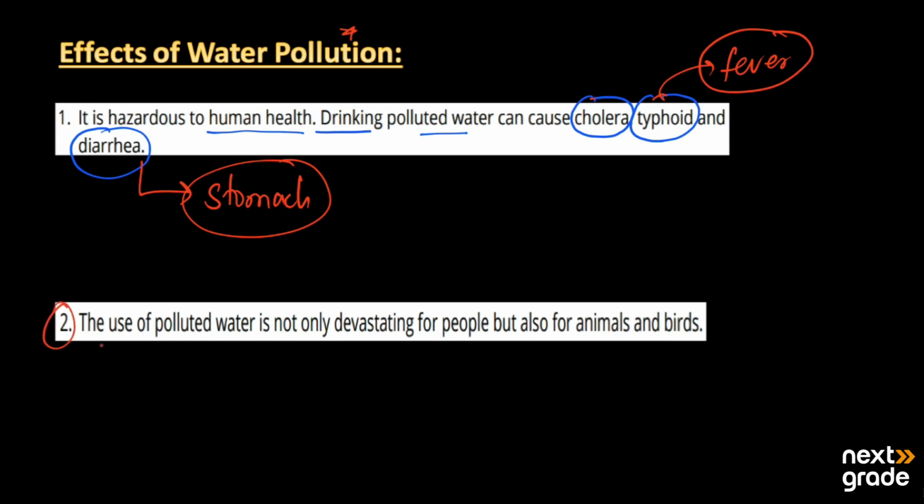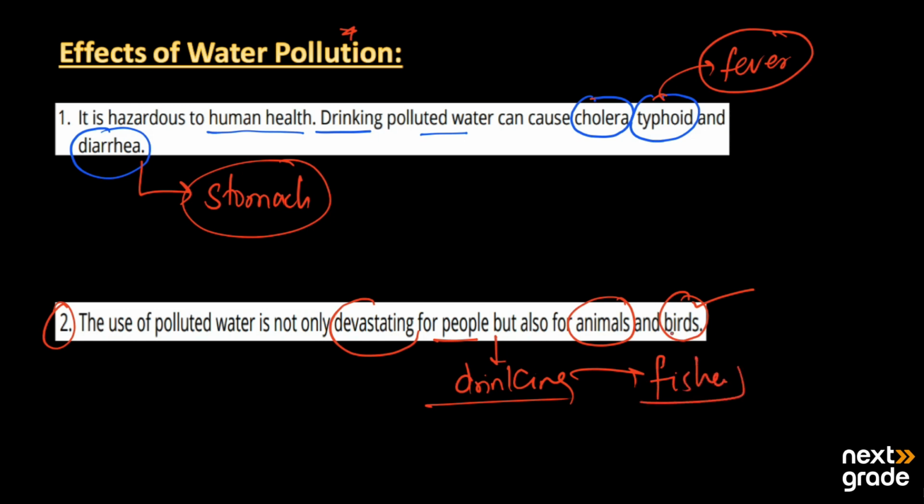Second, when we use polluted water, it is devastating not only for people but also for animals and birds. How is it devastating for animals? Because when they use this water for drinking, disease may also be caused in the animals. Likewise, when birds use that water for drinking, it also affects their health. And if the water is polluted, then fishes and all aquatic animals may also get problems from the polluted water.